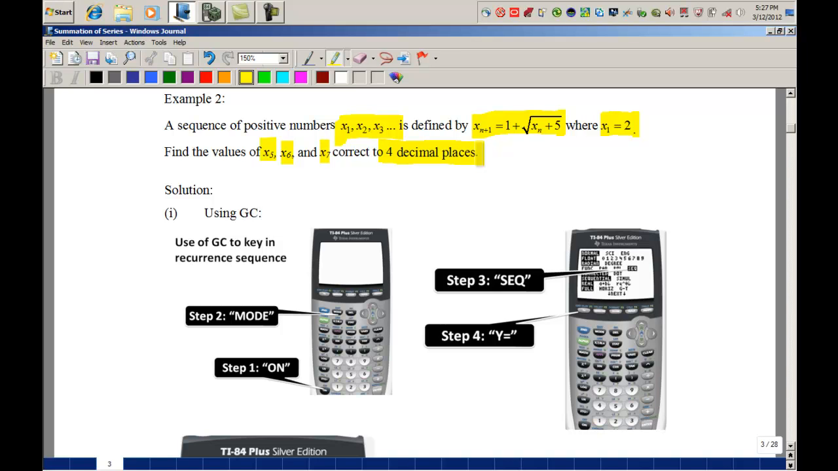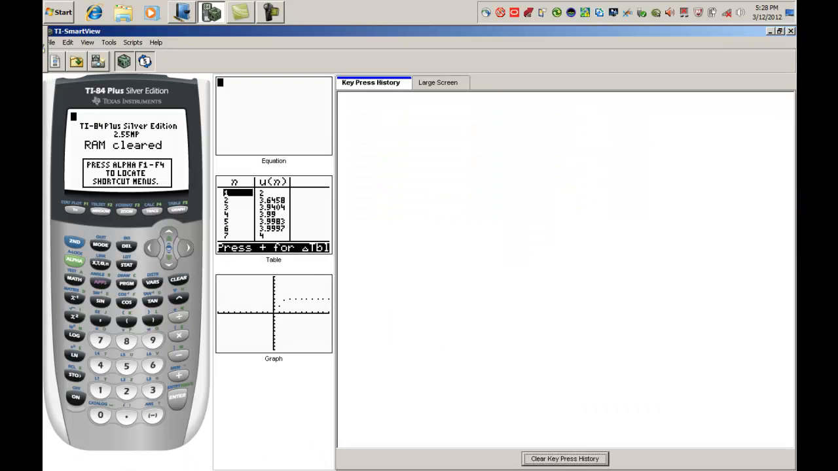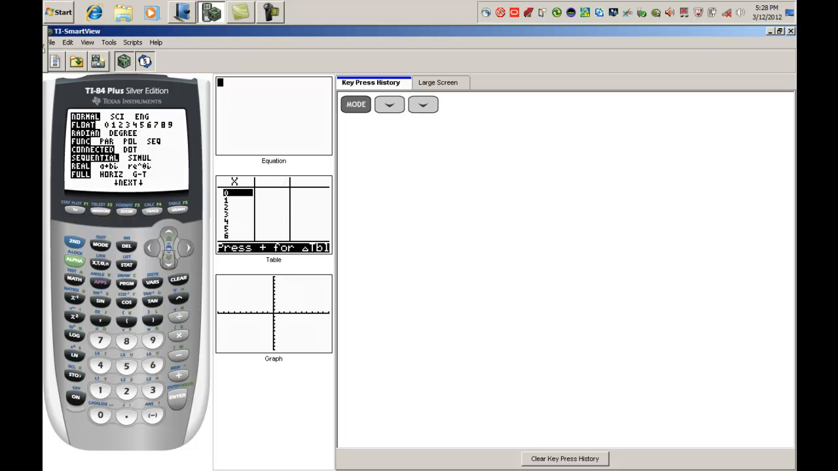Now the instructions in the notes are very clear. You can follow them, or you can look at how I'm going to do this here. Now, after you switch on your calculator, you need to make sure that the mode is in the sequence mode. So you will press mode, and then make sure that you have sequence here. So I will move my arrow down, and I will return once I have sequence.